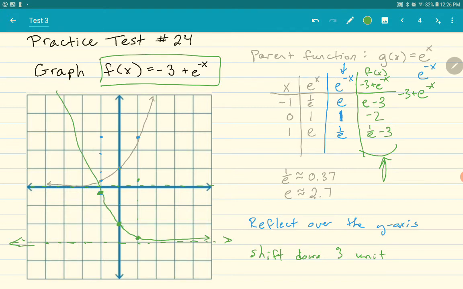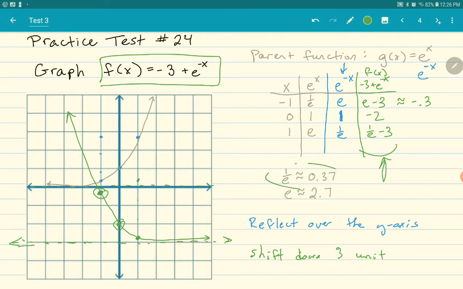Whoops, not that smooth, but you can see from the table, e minus 3, that's 2.7-ish minus 3, so it should be approximately about negative 1/3. And we can see when x equals negative 1, our point matches up with that table. And the negative 2, actually that's an easy one, that's right there. And when x equals 1, I get 1 over e minus 3.